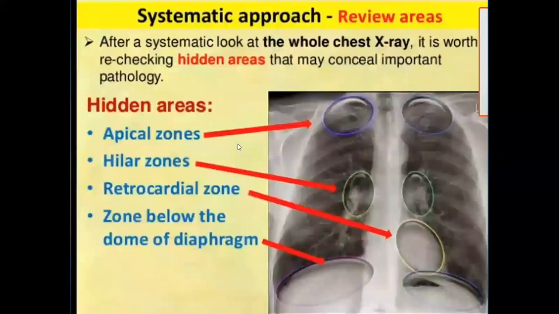And lastly, we have the hidden areas, which may hide a pathology. These are the apical zones, the hilum on both sides, the retrocardiac zone, and the areas below the diaphragm.